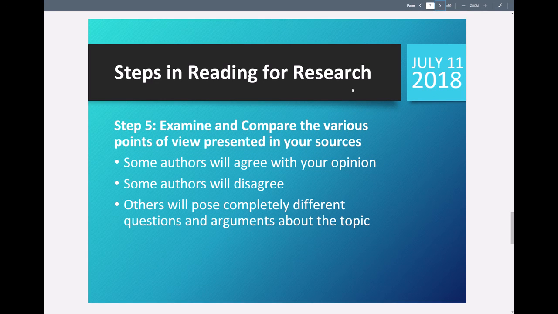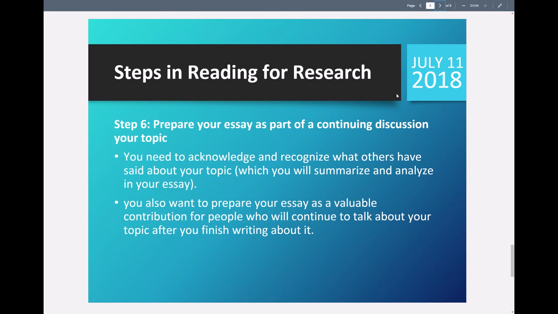Step 5, examine and compare the various points of view present in your sources. You do not need to do this yet for your summary, but it is a good practice for you to do when you read the different articles. So this includes seeing which articles agree with your opinion, which articles disagree with your opinion, and what articles just talk about something entirely different. Step 6, you would prepare your essay as a continuing discussion of the topic.